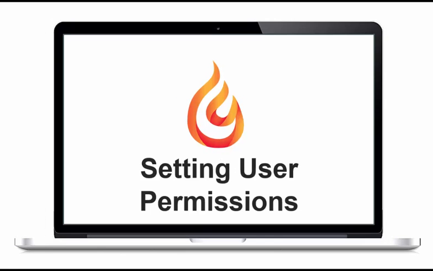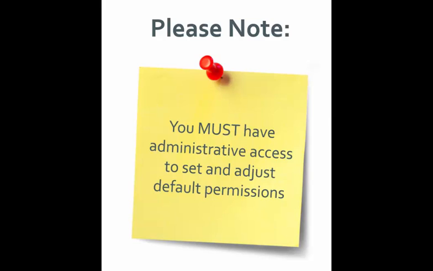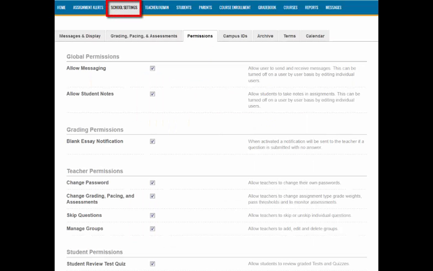Welcome. In this Ignitia tutorial, you'll see how to set the global user permissions which determine what your Ignitia users can and cannot do within the program. Please note, you must have administrative access in order to set and adjust default permissions. Let's start by clicking the School Settings tab from the navigation bar and then the Permissions sub-tab.